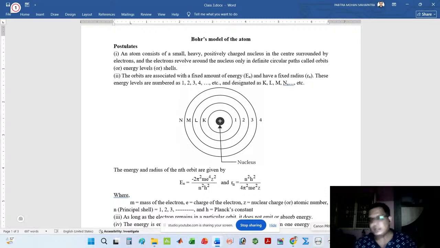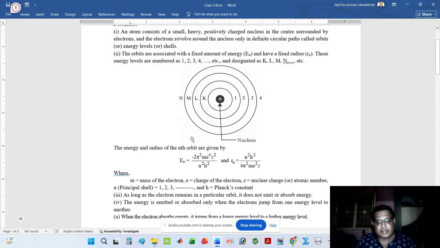Hello, dear student. In the previous class, I discussed Bohr's atomic model. I have discussed the different postulates of Bohr's atomic model. A few of these postulates are given here.